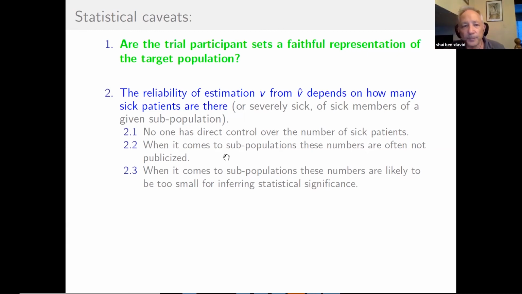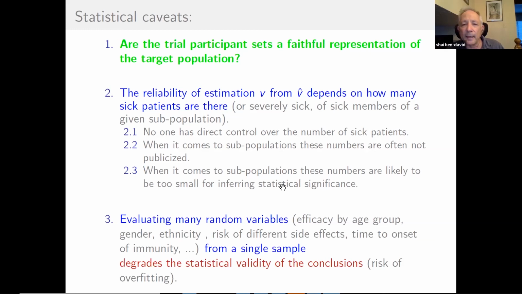in this group. So when it comes to subpopulations, these numbers are often not publicized. They're not telling us exactly how many sick among each of the groups, and the numbers are becoming so small that we cannot infer statistical significance, like we saw with the case of severe symptoms.